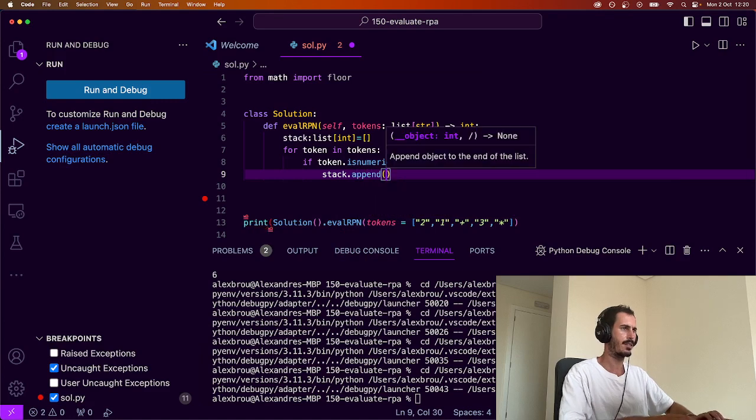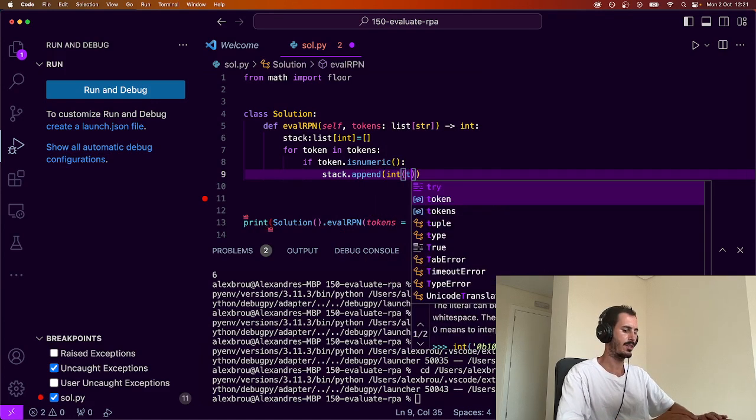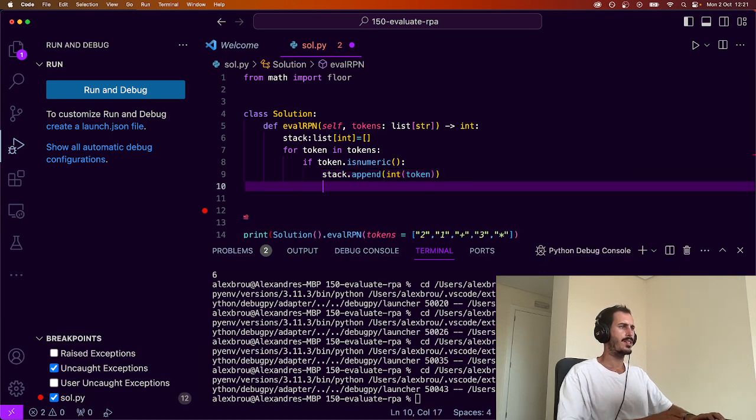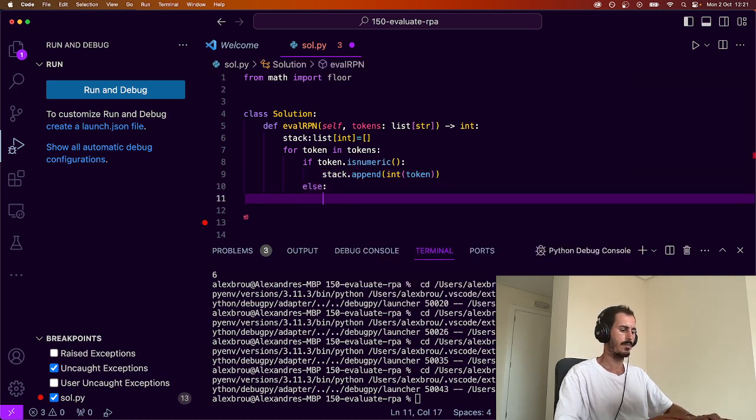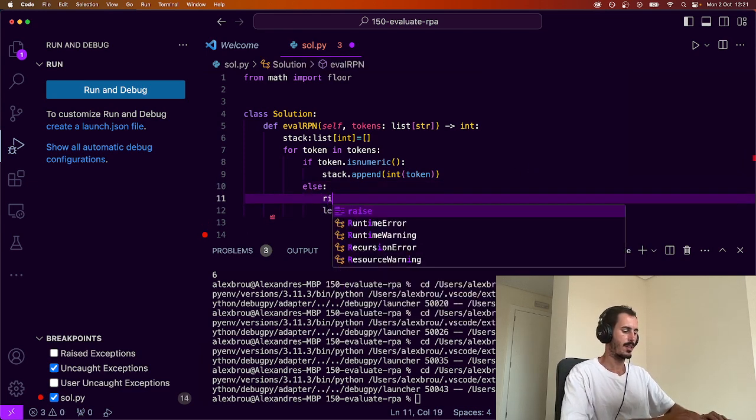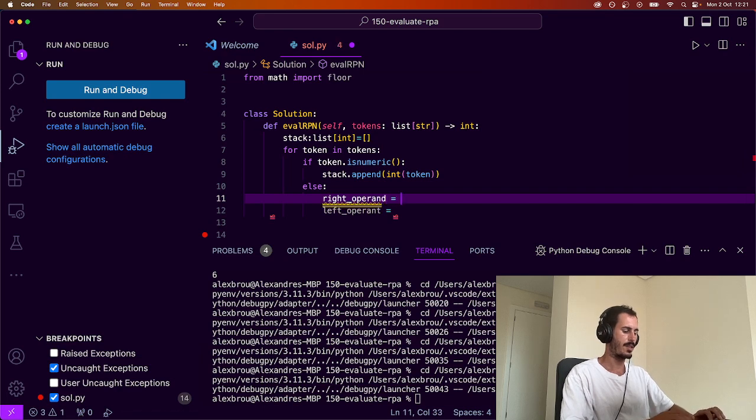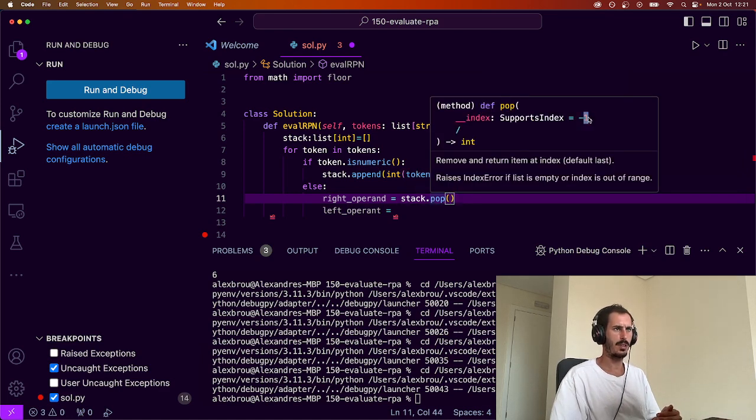stack dot append, the integer conversion of token. Else it's an operator. Operator is token, so we don't even need to do that. Let's say the left operand is, actually let's start with the right operand. Right operand is stack.pop, which will remove the last element. Pop removes the last element, default last, and puts it in right operand.